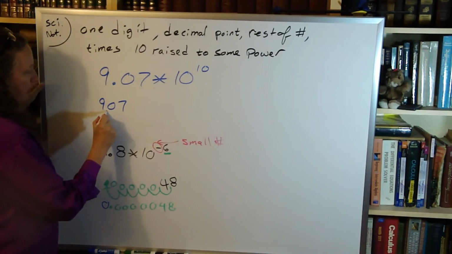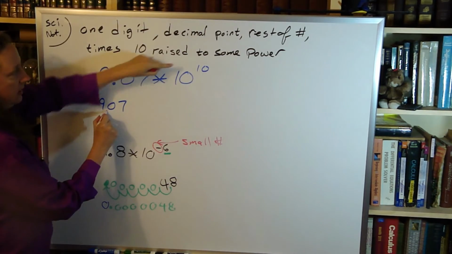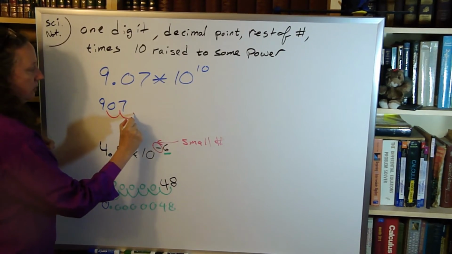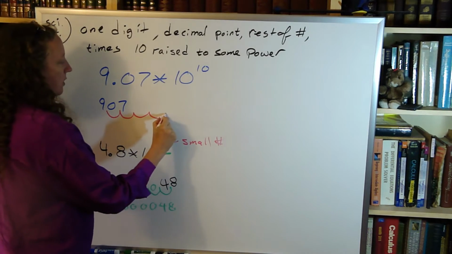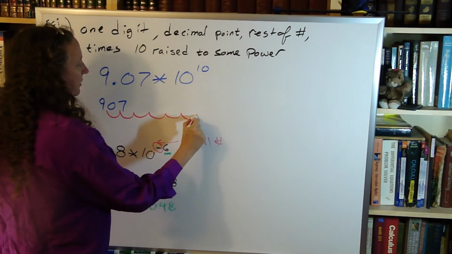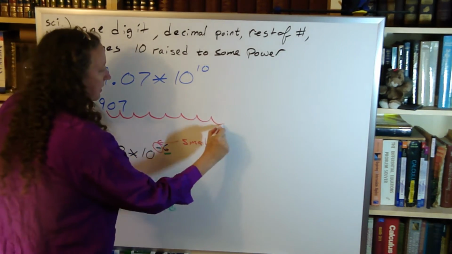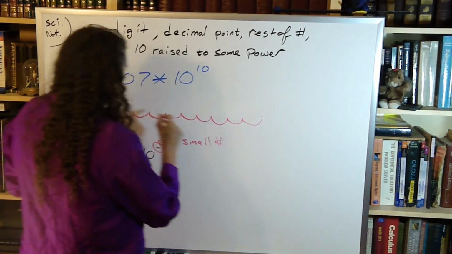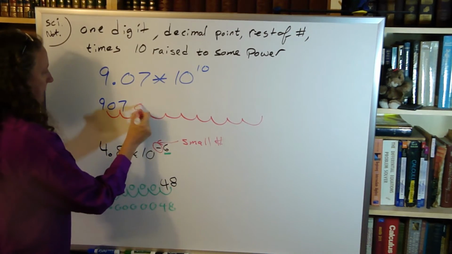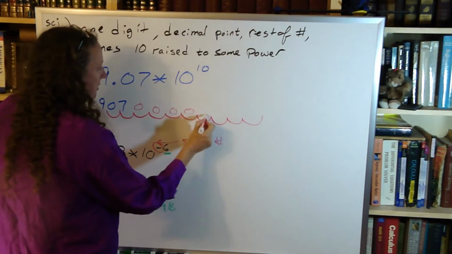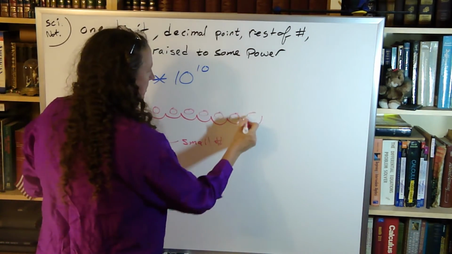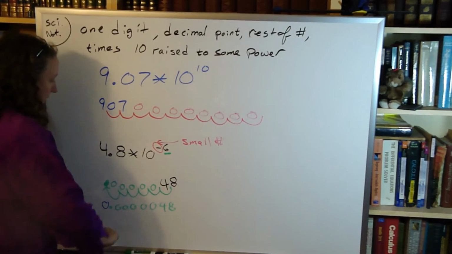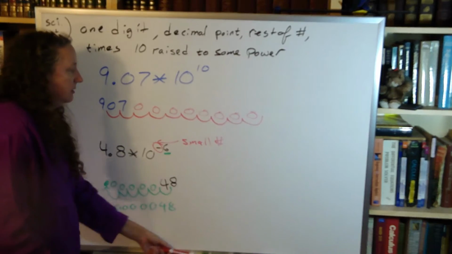So my decimal is starting here. I want to move it 10 places. So 1, 2, 3, 4, 5, 6, 7, 8, 9, 10. Fill in my zeros. Not a very pleasant number.